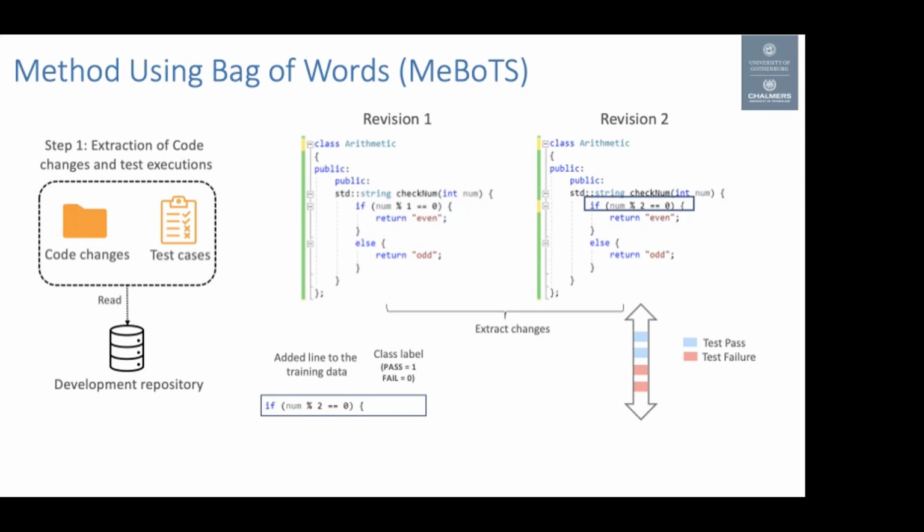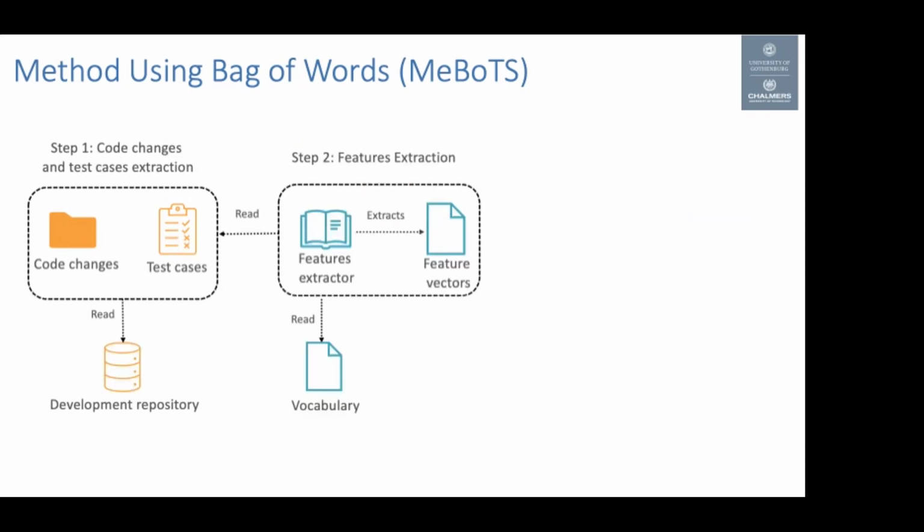And finally, we look at all the test cases that were executed against revision 2, and we select one test case whose execution outcome changed from revision 1 to revision 2, which means that this test case reacted to the changes made between revision 1 and revision 2. And in this example, we picked a test case that changed from fail to pass, and we use that value to annotate this extracted line of code.